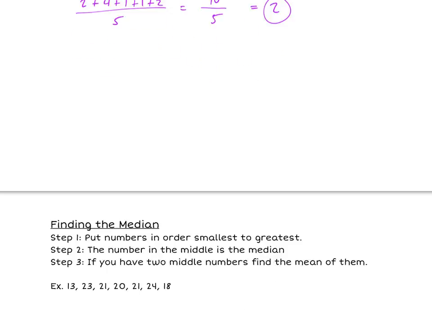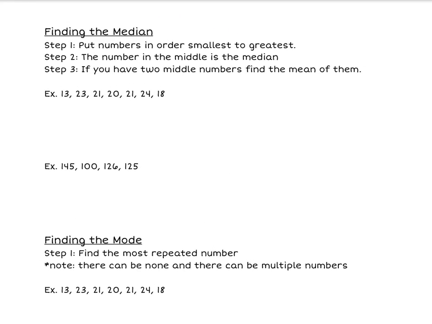So we're going to go to the top of the second page here. Finding the median. 3 steps on this one. Well, 2 on every time, 3 sometimes. First step, put the numbers in order from smallest to greatest. You need to write this down, okay? You can't just do this in your head. You got to write it down.